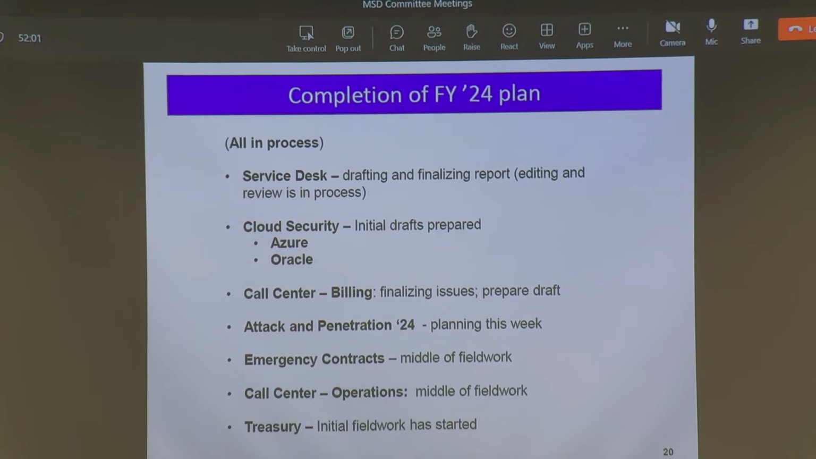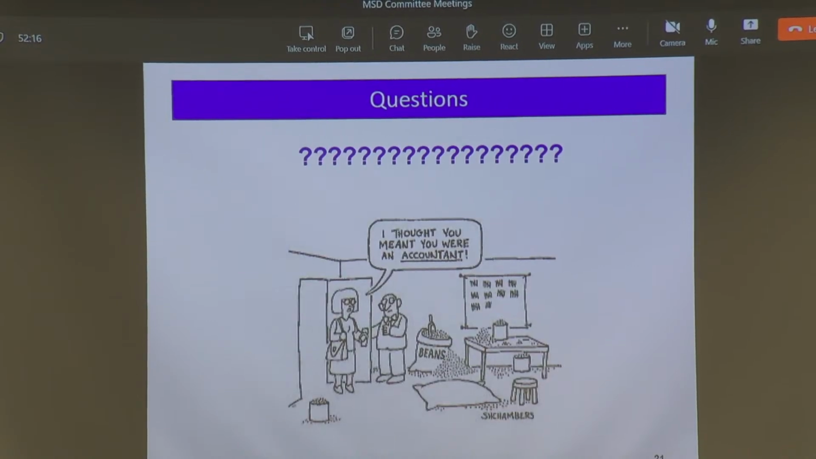And then we're also finalizing the call center for the billing and emergency contracts and call center operations. They're in the middle of the field work, and treasury we just started recently. So does anybody have any suggestions, questions, anything? I appreciate the time.